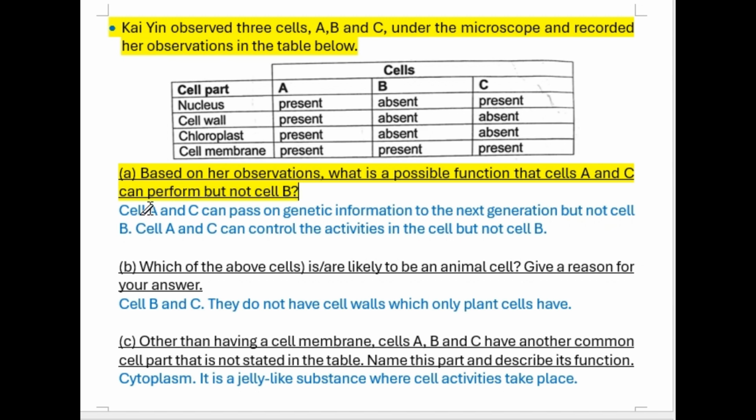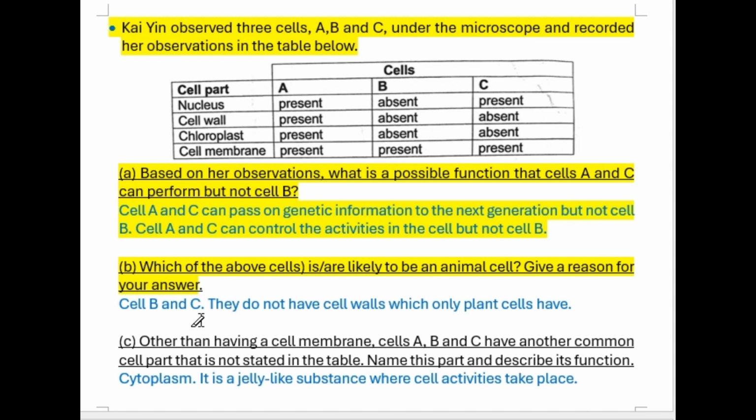B. Which of the above cells are likely to be an animal cell? Give a reason for your answer. Cell B and C. They do not have cell walls, which only plant cells have.